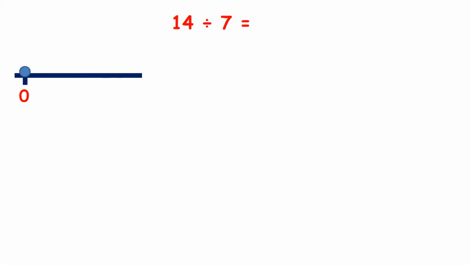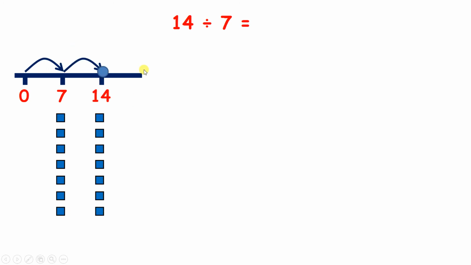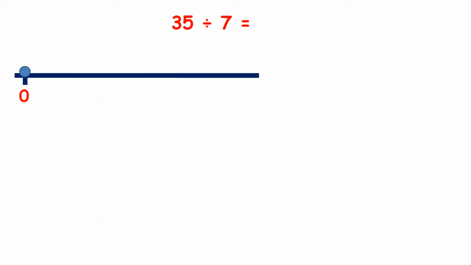So what is 14 divided by 7? If we count up in sevens, we get 7, 14. So we only needed 2 jumps to get to 14. We've made 2 groups of 7. So 14 divided by 7 equals 2. Now pause the video if you need to and work out 35 divided by 7.